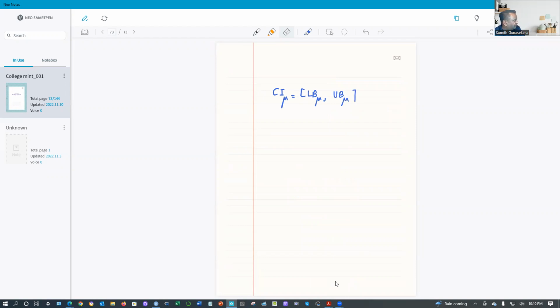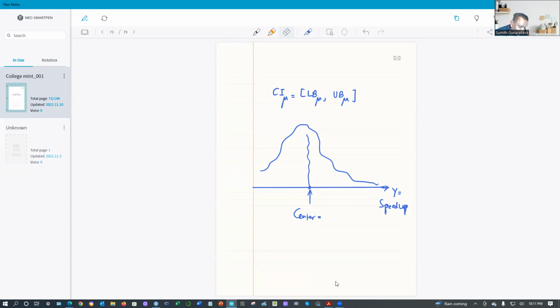I don't know the shape of the population mean. Whatever sample you have in hand seems like it's coming from a certain population, with a center. The center would be between what and what? Between the lower and upper bound of mu. We don't know exactly what the value would be, but we can roughly say where the population from which that sample has been extracted is centered.